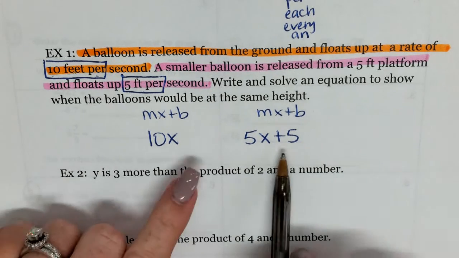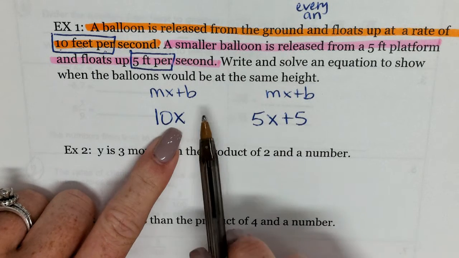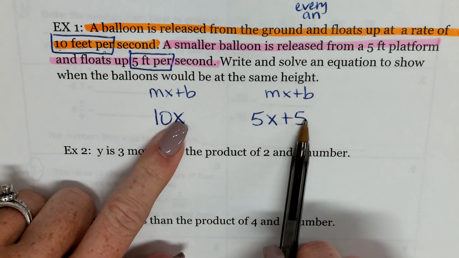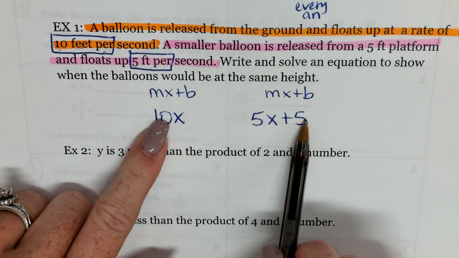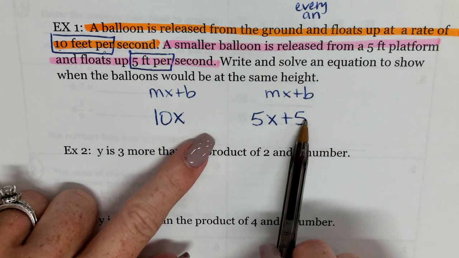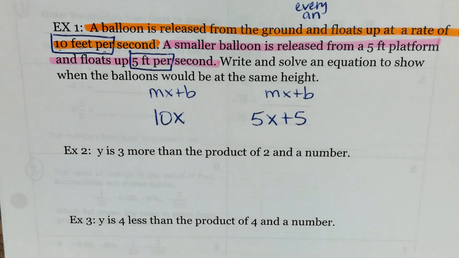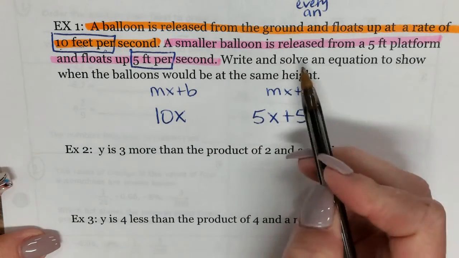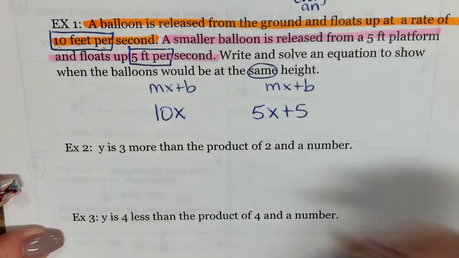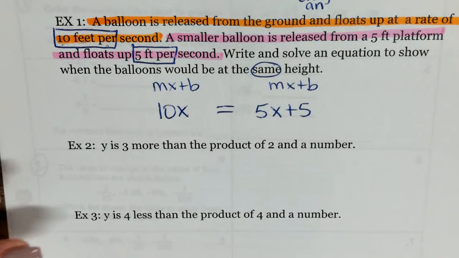So this is kind of like that race I was talking about. If I was to release these balloons at the same time, this one started at the ground, this one started 5 feet in the air, but this one's floating up faster, right? So eventually this one's going to pass that one. Their answer is where they meet. So it says, write and solve an equation to show when the balloons will be at the same height, that means equals. Where do I solve this at? In my calculator. So let's go practice that.